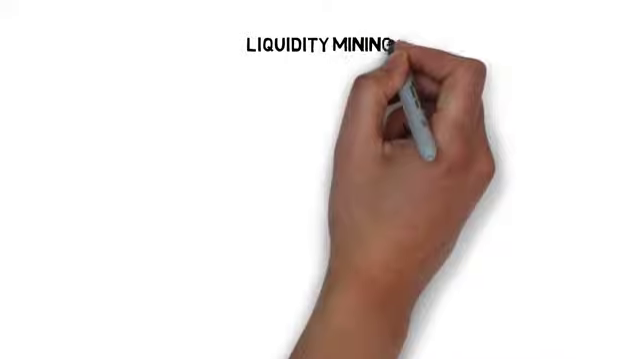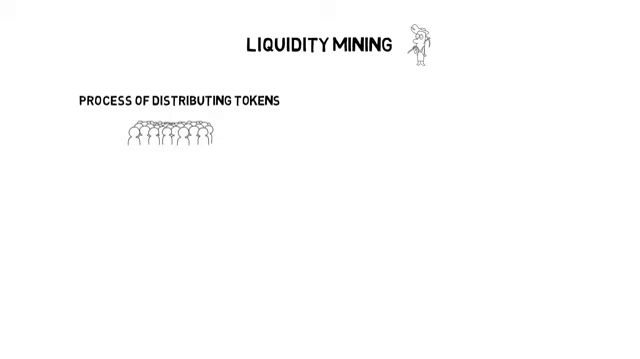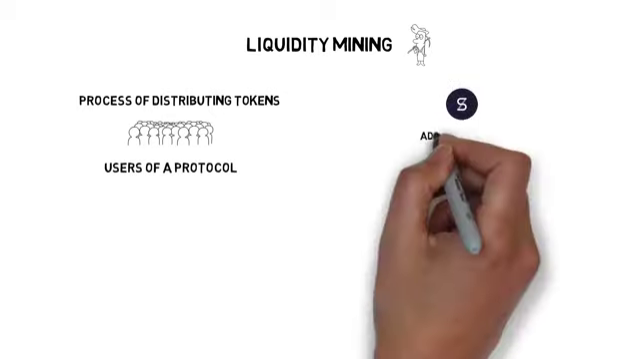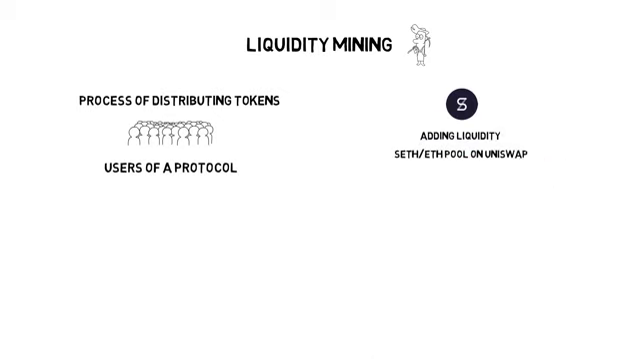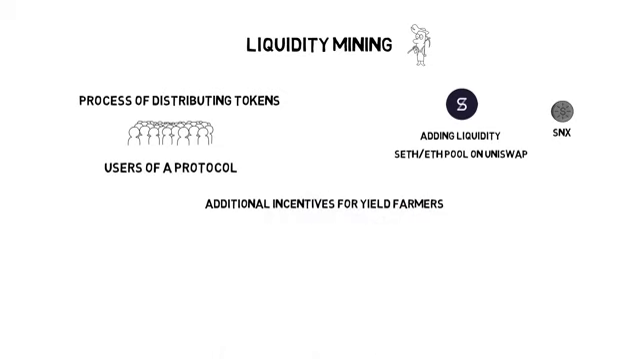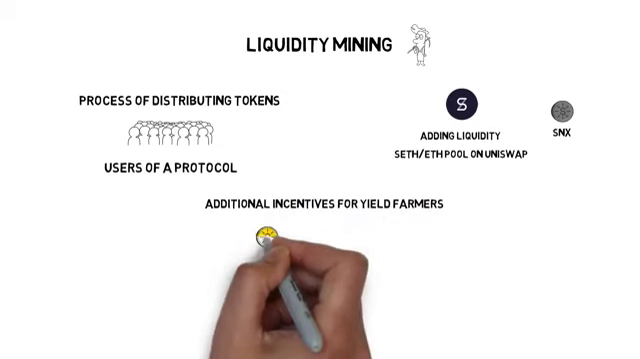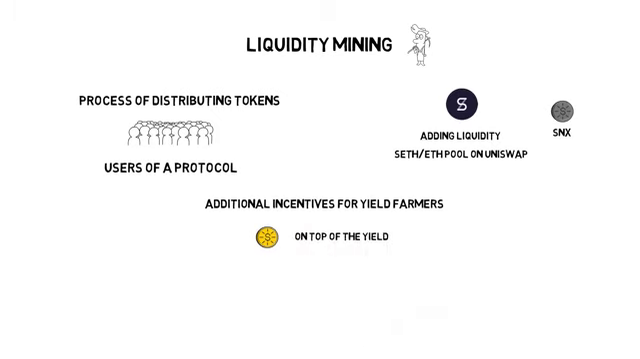Liquidity mining is a process of distributing tokens to the users of a protocol. One of the first DeFi projects that introduced liquidity mining was Synthetix, which started rewarding users who helped with adding liquidity to the sETH pool on Uniswap with SNX tokens. Liquidity mining creates additional incentives for yield farmers, as the token rewards are added on top of the yield that is already generated by using a certain protocol.